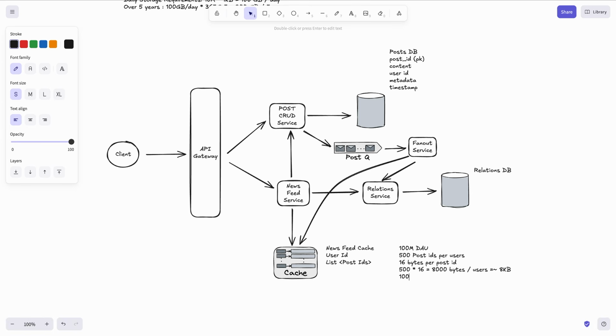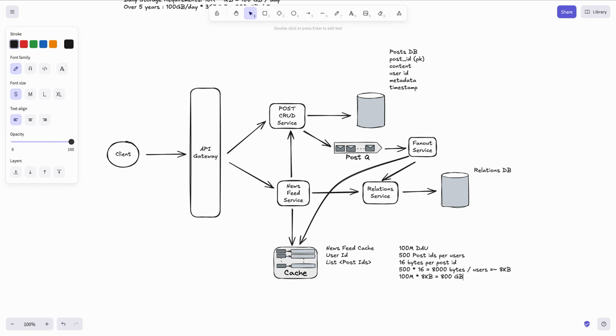For 100 million users, our total storage would be around 800 GB. So our entire newsfeed cache for 100 million users only needs about 800 GB of data. This is a fantastic number, and it tells us that we can comfortably fit all our newsfeed data into a relatively smaller cluster of Redis instances.